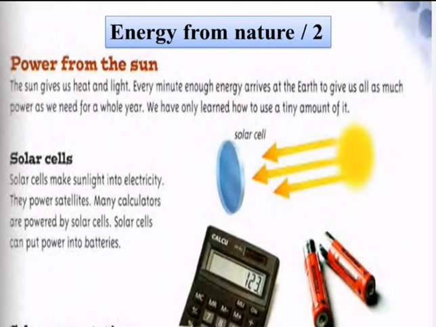And now my dear students, let's read the lesson. Energy from nature part 2. Power from the sun. The sun gives us heat and light. Every minute enough energy arrives at the earth to give us all as much power as we need for a whole year. We have only learned how to use a tiny amount of it. Solar cells. Solar cells make sunlight into electricity. They power satellites. Many calculators are powered by solar cells. Solar cells can put power into batteries.